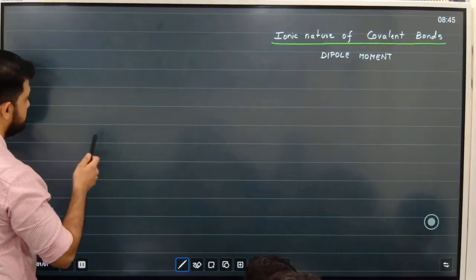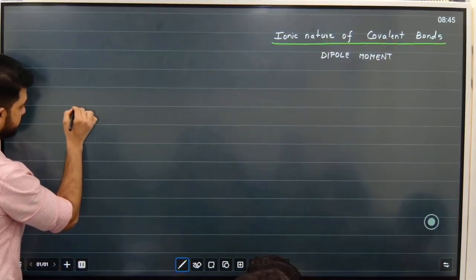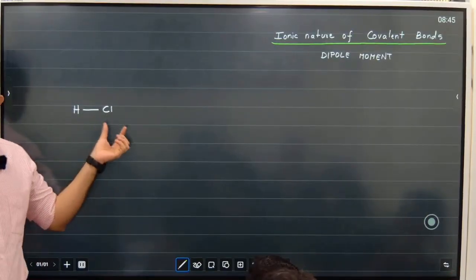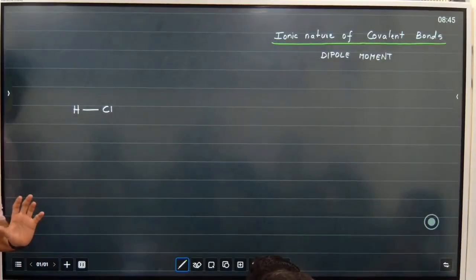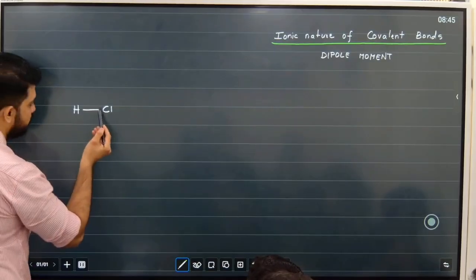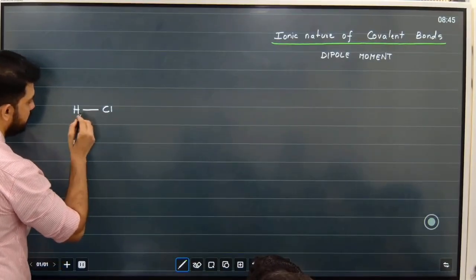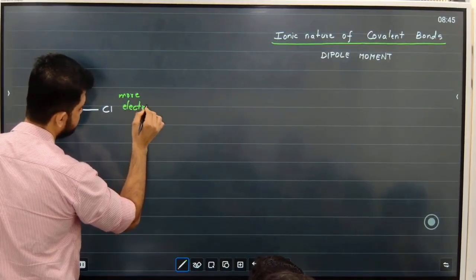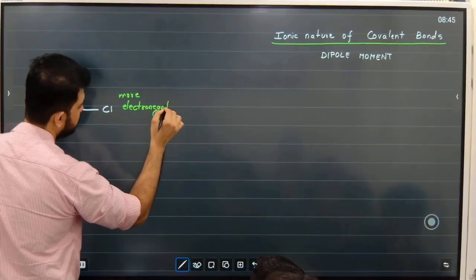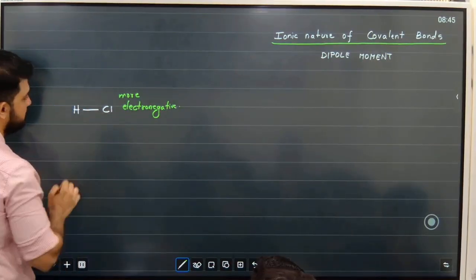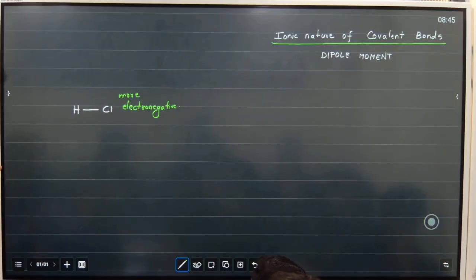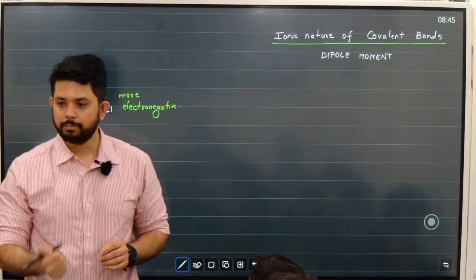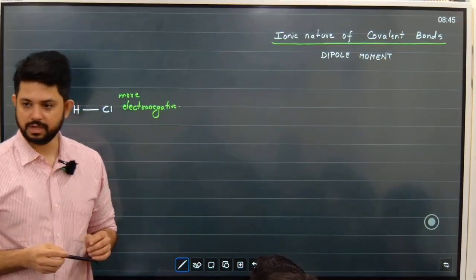Now, let's study this with an example. Let's say I have HCl. So I know that between H and Cl there is a covalent bond. Now, if I look at the electronegativity, we know that chlorine is more electronegative compared to hydrogen. And what is electronegativity? Electronegativity is the tendency to pull the electron pair towards itself.